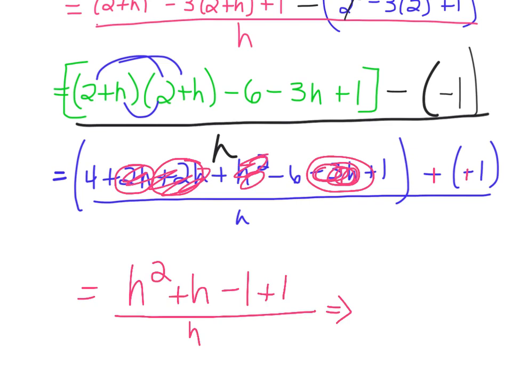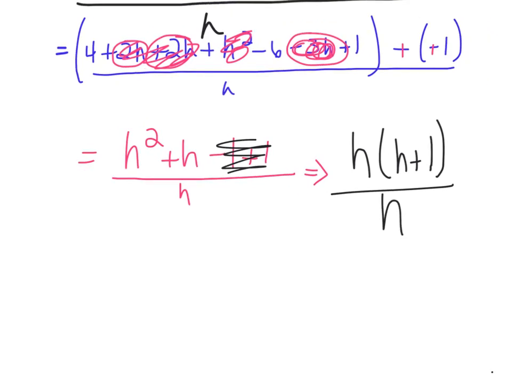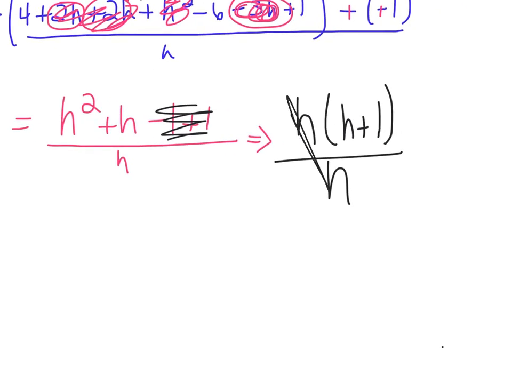So you read it in descending order of exponents, always. Can I do any more simplifying there? Yeah. Negative 1 and positive 1 is 0. Now look on top. What do they have in common? h. So if I take an h out, I'm left with h plus 1, divided by h. What happens to my h's? They cancel out. So your answer would be h plus 1, so h equals negative 1.